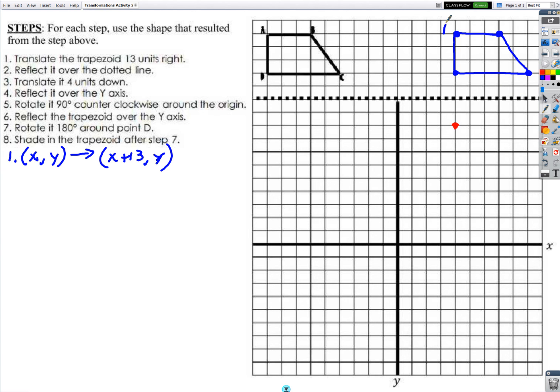Let's do this. Let's go A, B, C, D. And hopefully it doesn't look too cluttered. So this is going to be D right now. The C, even though that looks like a G, but it's a C. How far is that from the dotted line? 2. So I'm going to go 2 below also.